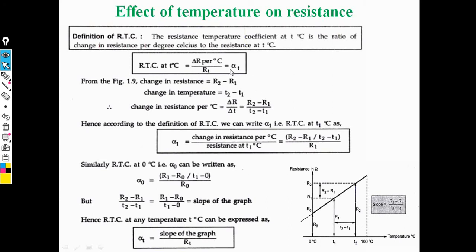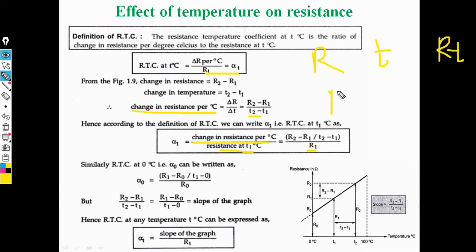Now here, alpha T indicates the resistance temperature coefficient. We have to obtain the value of alpha 1, that is the change in resistance per degree Celsius, that is delta R by delta T, that is R2 minus R1 per T2 minus T1. The resistance at T1 degree Celsius is R1, and the resistance at T degree Celsius is RT.